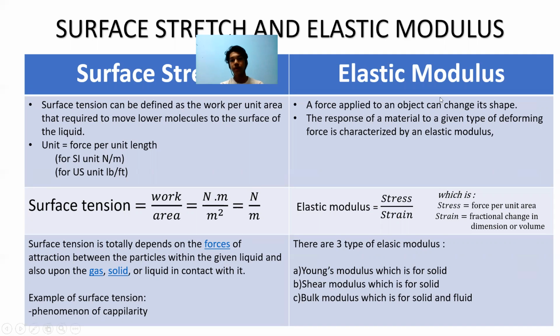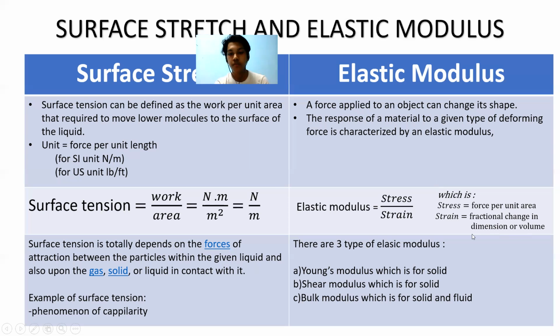Next, we are going to move to the elastic modulus. When a force is applied to an object, it can change its shape. The response of a material to a given type of deforming force is characterized by an elastic modulus. The elastic modulus formula is the stress over strain, where the stress is force per unit area. Meanwhile, the strain is the fractional change in dimension or volume.